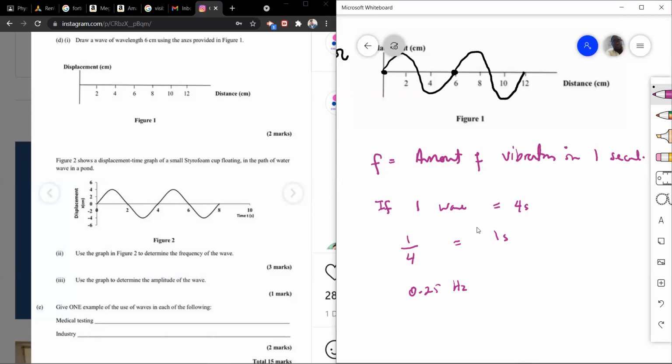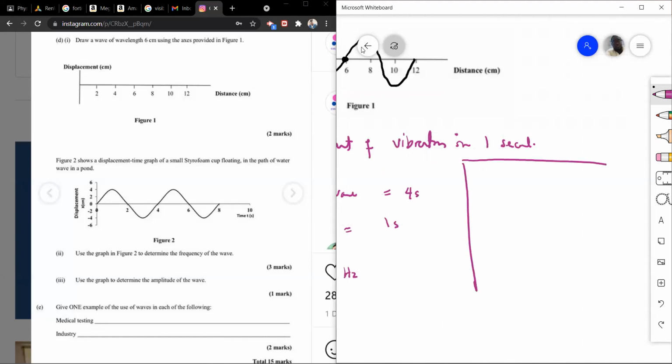I feel like there's an easier way of working this out though. Frequency is equal to 1 upon T. Period is the time taken for one complete oscillation.